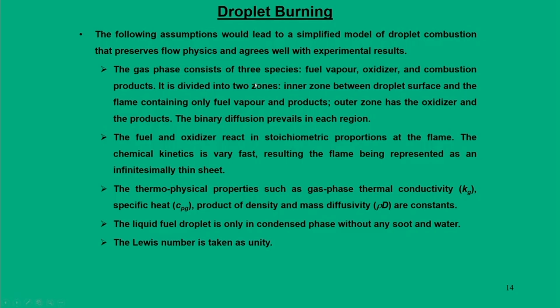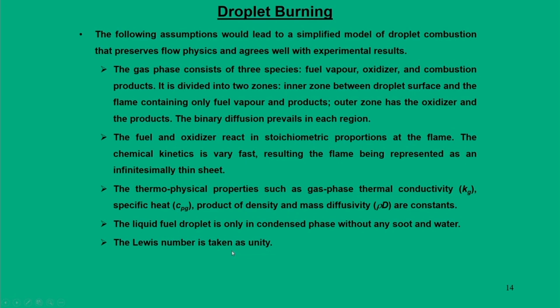Then the gas phase consists of three species: fuel vapor, oxidizer and combustion products, and it is divided into two zones. One is the inner zone between the droplet surface and the flame, containing only fuel vapor and products. The outer zone contains the oxidizer and the products, and binary diffusion prevails in each region. Now, when you deal with reactions, the fuel and oxidizer react in stoichiometric proportion at the flame. The chemical kinetics is very fast, so the flame can be treated as a very thin region, an infinitesimally small sheet. The thermophysical properties such as gas phase thermal conductivity, specific heat, product density and mass diffusivity are constants. The liquid fuel droplet is only in condensed phase without any soot and water. The Lewis number is taken as unity.